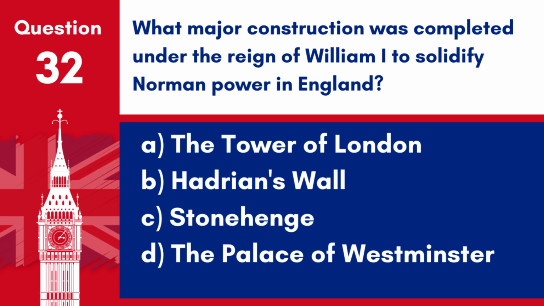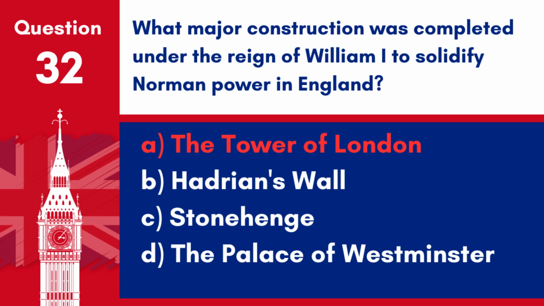Question 32. What major construction was completed under the reign of William I to solidify Norman power in England? A. The Tower of London. B. Hadrian's Wall. C. Stonehenge. D. The Palace of Westminster.